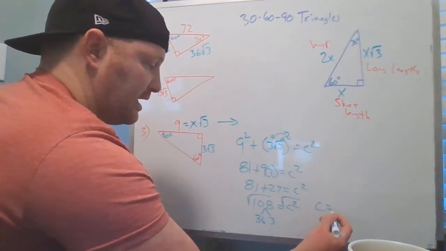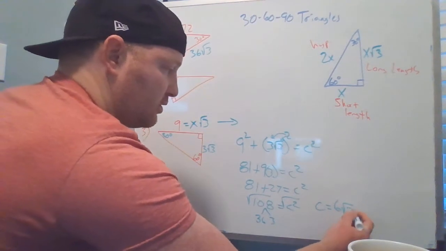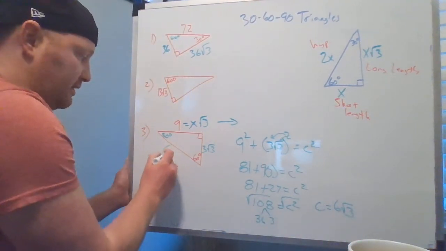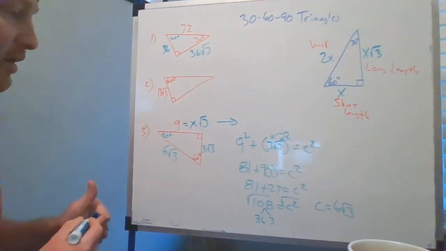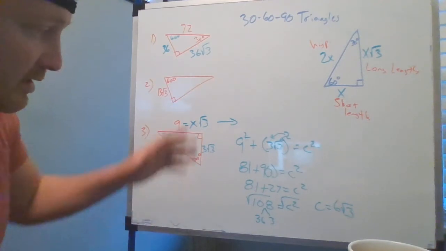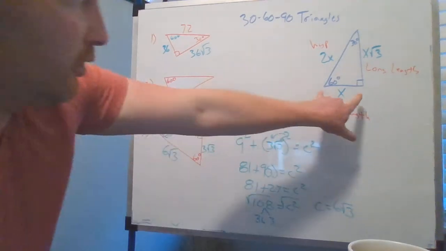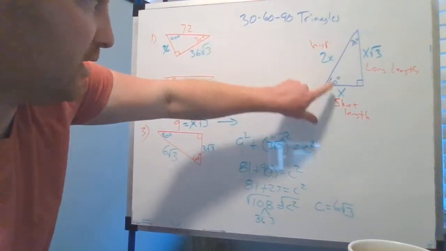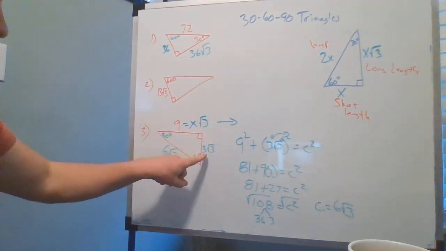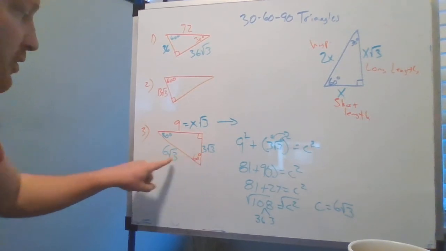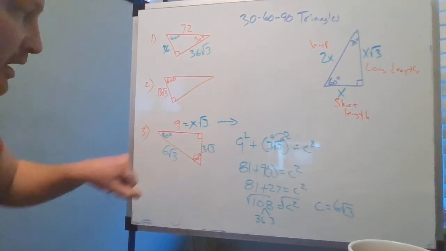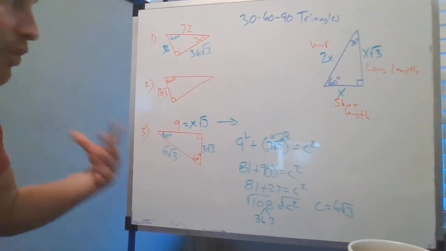So my c is actually going to equal 6 radical 3. Or instead, and I did this to prove that this will always work, remember, this is my short leg, my hypotenuse is 2 times the short leg. So you simply just multiply this coefficient here by 2 to get this. That's the quick and easy version way to do it, but I want you to understand the why.